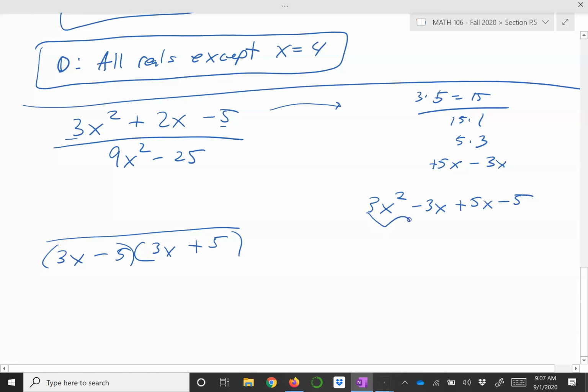Factor by grouping. I look at the first grouping. I could take out a 3x and get x minus 1. And then take out a 5 for the second grouping, and also have an x minus 1. And then the x minus 1 is the same, thankfully. And then I end up getting a 3x plus 5 as the other quantity. So that is the numerator factored. So I throw that in the numerator.